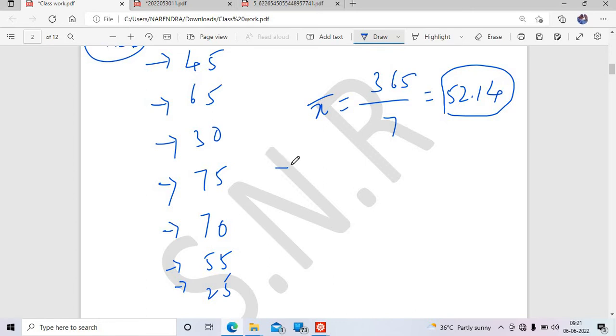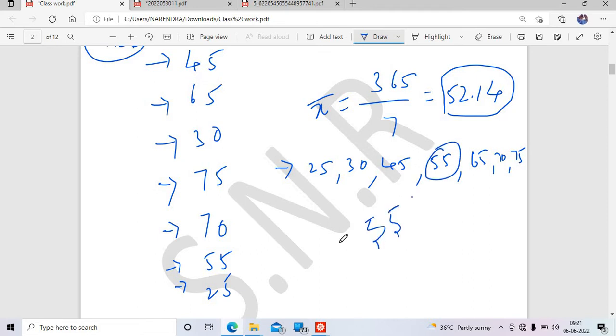What is the next step? We need to find the median. How to find the median? Arrange the data: 25, 30, 45, 55, 65, 70, 75. This indicates 55 is our median. Similarly, find the mode also. Here mode does not exist because there is no repeated value. So we mainly do these three only: mean, median, mode.